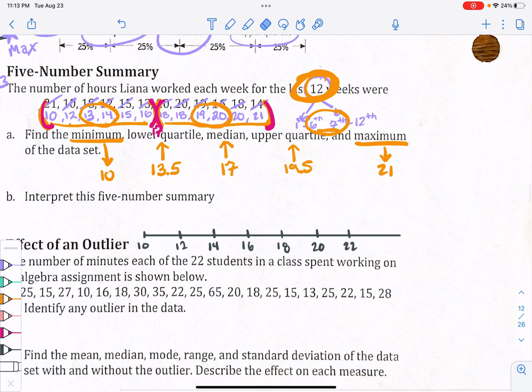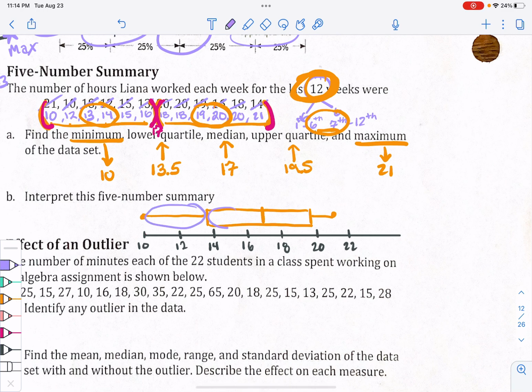So now I just fill my numbers in. So 10 is my first number. That's my minimum. My maximum is 21, so I'm going to put that here. Then I have 17 is my middle number here. I'm going to put a line there. And then I have 13 and a half, which is about there. And I have 19 and a half, which is about there. Okay, so I have this thing going on. There's my box and there's my whiskers. And this box and whisker plot can tell you a lot of things based upon when I look at these chunks, this chunk versus this chunk versus this chunk versus this chunk.